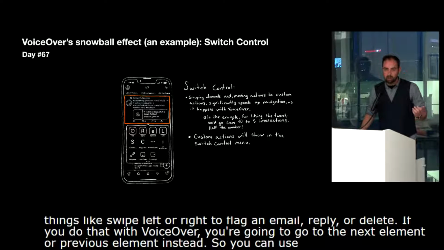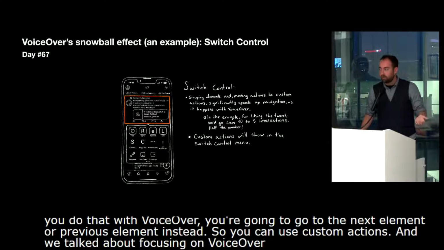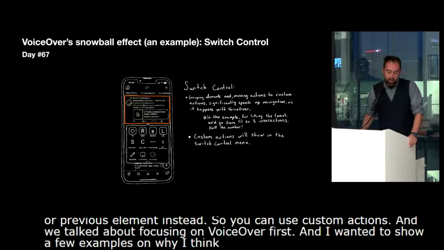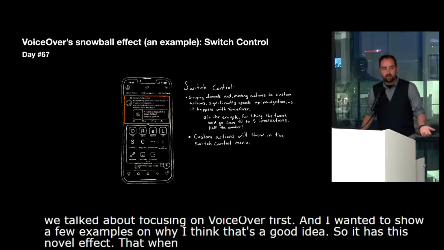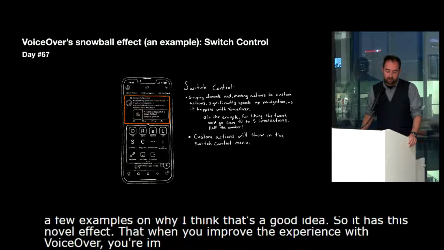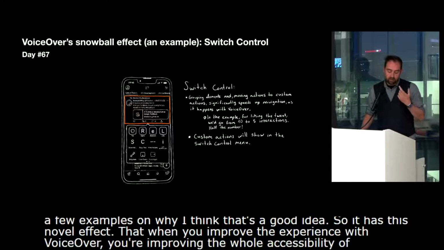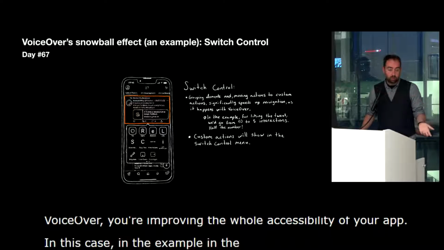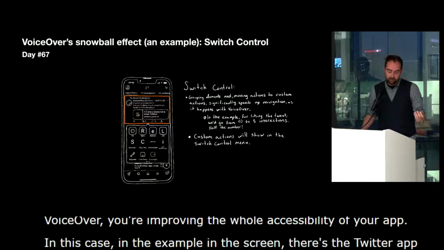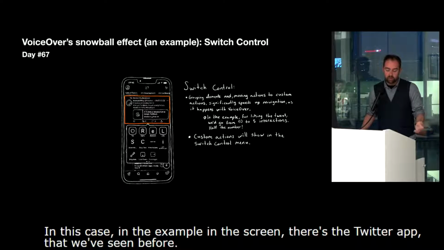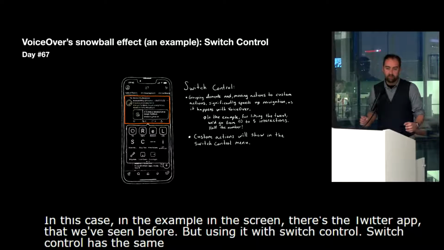And we talked about focusing on VoiceOver first. I wanted to show a few examples of why I think that is a good idea. It has this snowball effect: when you improve the experience with VoiceOver, you're improving the whole accessibility of your app. In the example on the screen, there's the Twitter app that we've seen before, but using it with switch control. Switch control has the same issue if you don't group things in a logical way.